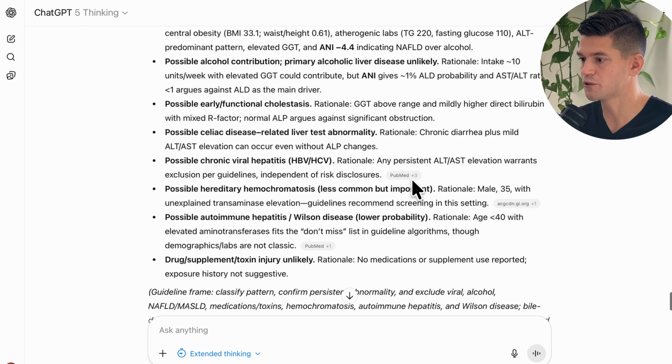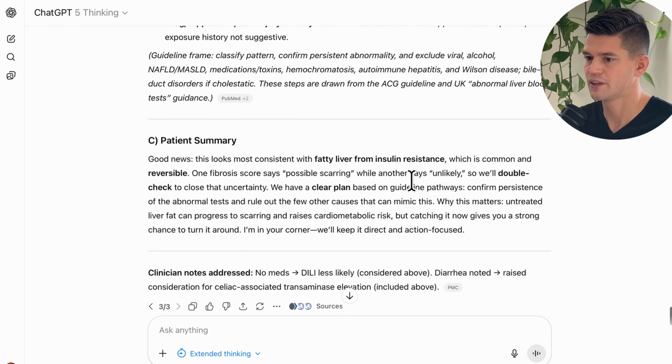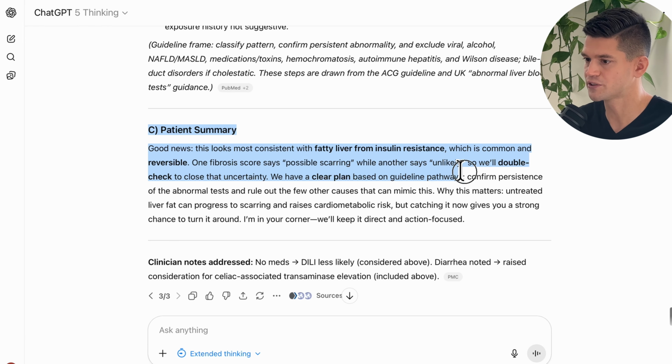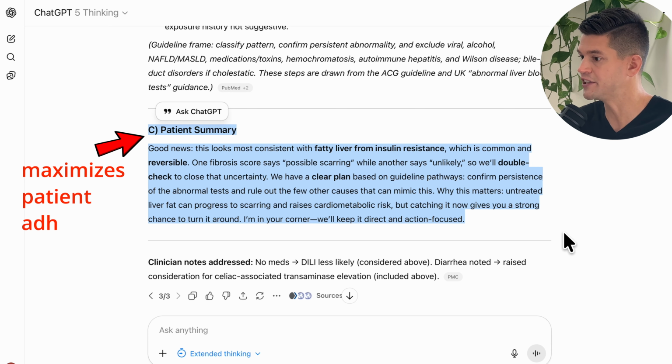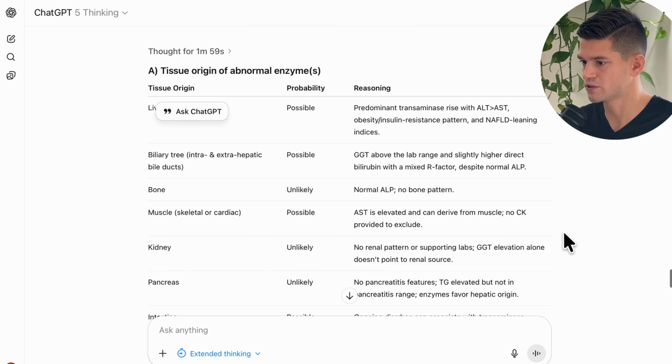Personally, I would still run all the tests recommended in the guidelines, but if you can't run them all, this might help you prioritize. The last section is there to help the doctor present the findings to the patient. Because no matter how good the doctor is, if the patient doesn't listen, it doesn't work. That's why the AI is instructed to write a summary in a way that maximizes patients' adherence.